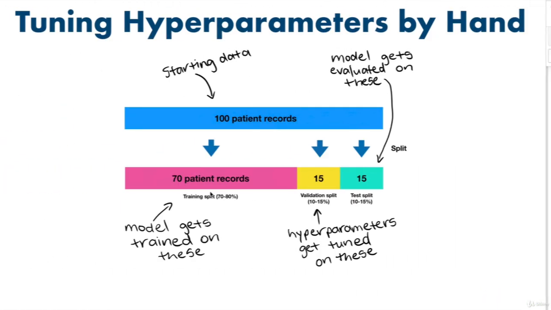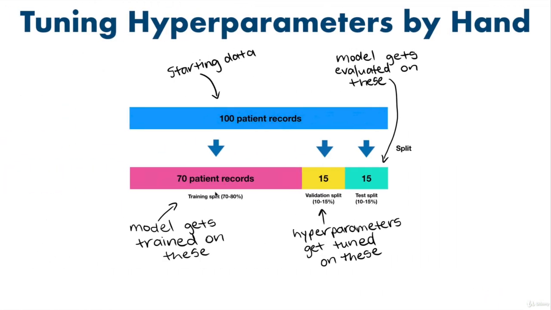So the training split will be created with 70% of the data. The validation and test sets will each contain 15%. And we'll get some baseline results. We've kind of already got them, but we'll do it again, get some baseline results, and then we'll see how we can tune the model's hyperparameters by hand.